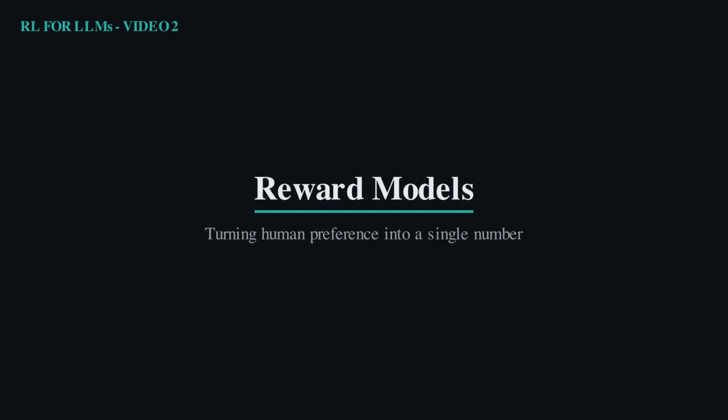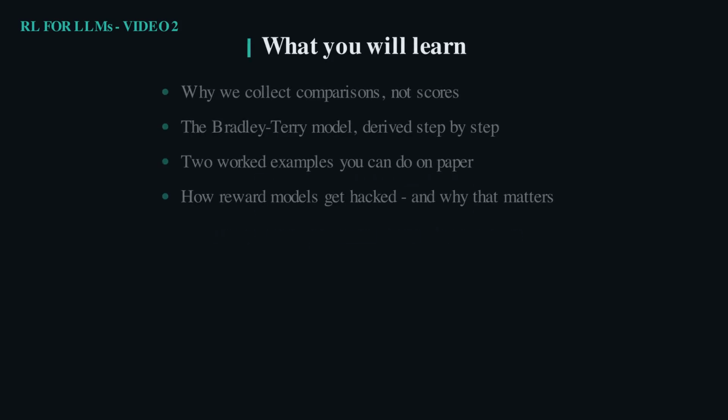By the end, you will be able to derive the reward model loss and even compute it by hand on a scrap of paper. Here is the plan. Why we collect comparisons instead of scores, the Bradley-Terry model derived step by step, two worked examples you can follow on paper, and finally how reward models get hacked, because that weakness shapes every method that comes after this one.